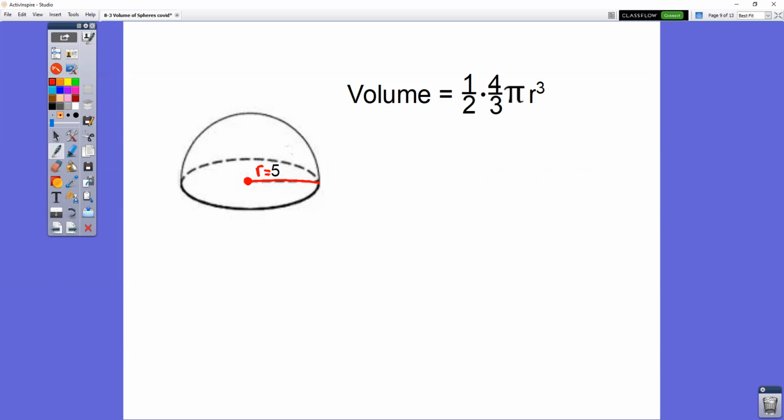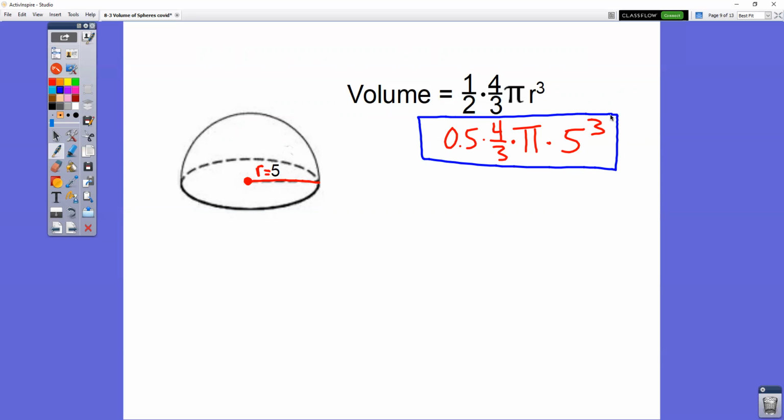So when we go to plug it into the formula, you're going to have 1/2, or 0.5, times 4/3 times pi times 5 to the third power. Just like the previous days, half of your questions you're going to round to the nearest tenth. The other half you're going to leave in terms of pi. So if we were doing one of the rounding to the nearest tenths problems, you're going to type this whole thing right directly into the calculator.